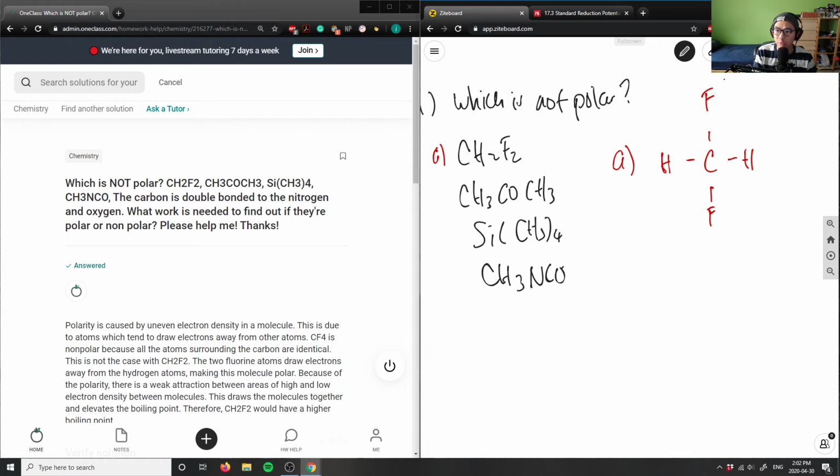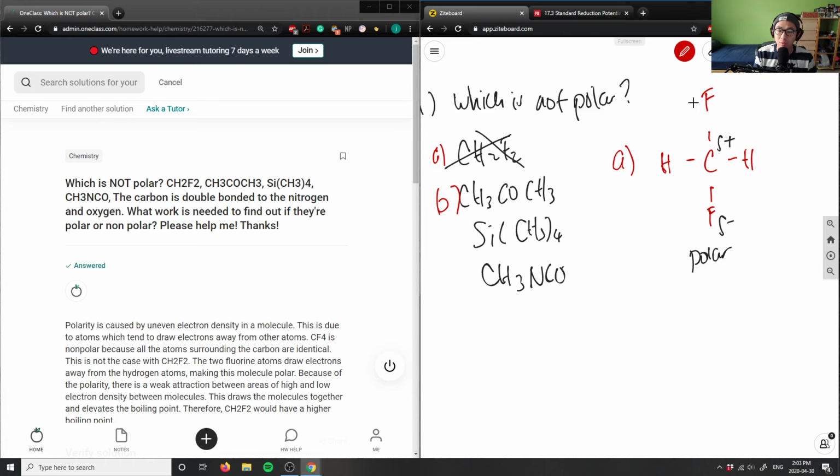In this case, the fluorine draws electron density. It is partial negative, and carbon is partial positive, so it is drawing electron density away from the molecule. Fluorine is attracting and has a negative charge, whereas carbon has a slightly more positive charge because of the dipoles that are created. So this molecule is polar. A is polar, which means it is not the correct answer.